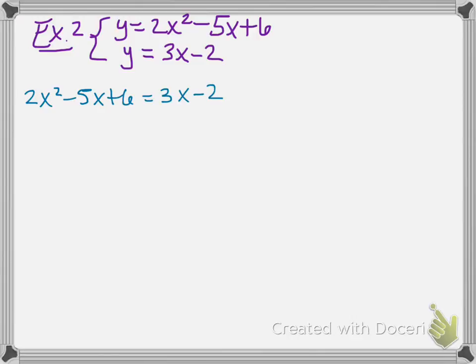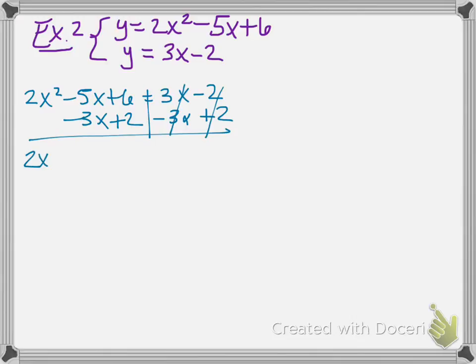So is your x squared positive? Yes. So we leave it there. Now we have to move everything on the right to the left. So this positive 3x becomes a minus 3x. That negative 2 now becomes a positive 2. So remember, x squared must stay positive to make your life easy. So this 2x squared, what is negative 5 minus 3?